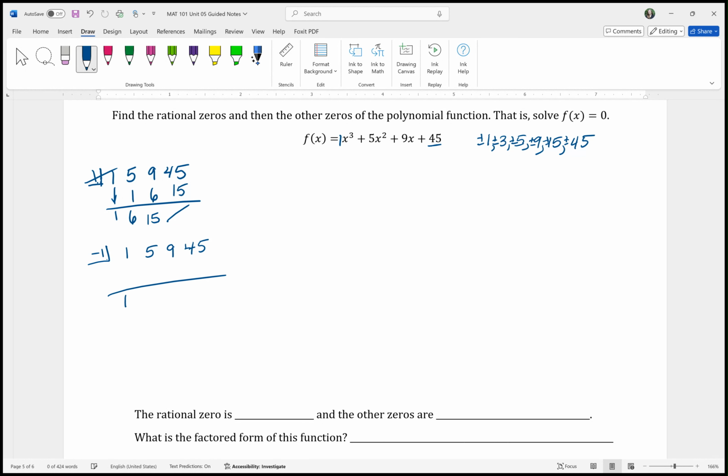Bring down the 1. Negative 1 times 1 is negative 1. 5 minus 1 is 4. Negative 1 times 4 is negative 4. 9 minus 4 is 5. Negative 1 times 5 is negative 5. That's not going to give me 0. Let's try 3. 1, 5, 9, 45. 1, 3 times 1 is 3. That's 8. That's 24. This is getting too big. It's not going to be 3, okay?